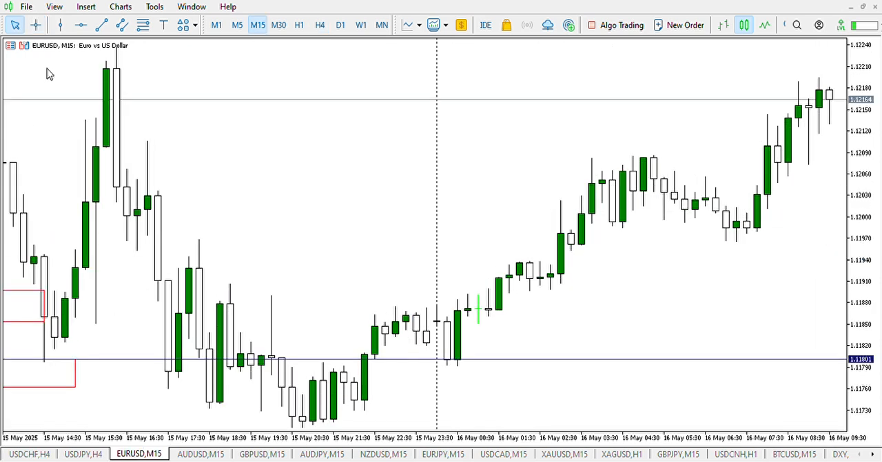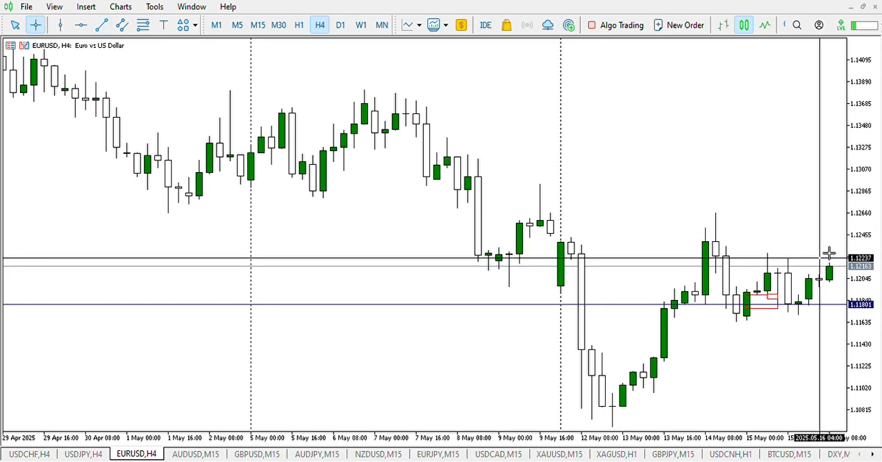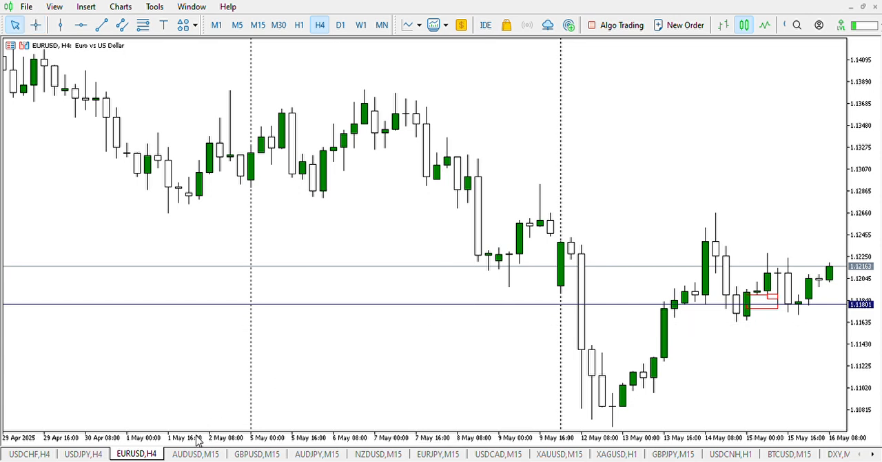On EUR USD, currently at the high of the day, we can see sellers here, so we are going to absolutely ignore this pair.